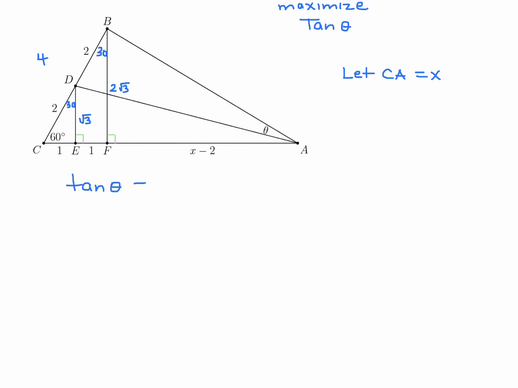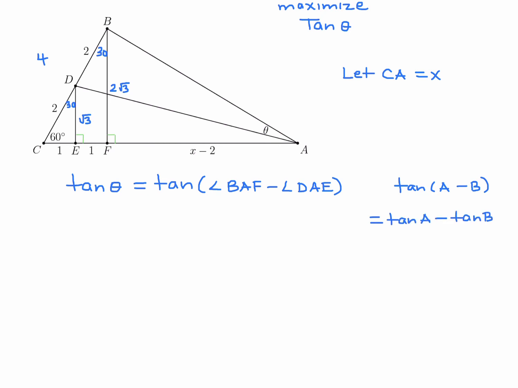We are interested in tan theta. Now tan theta, if you look at the diagram, is the division of a big angle, which is BAF, into two parts. The first part, of course, is this one, DAE, and the other part is the one we're interested in, which is BAD. So if you write it out, it's angle BAF minus angle DAE, like that. And if you recall, there is a tan rule. The tan rule states that the tan of A minus B is equal to the tan of A minus the tan of B, all divided by 1 plus the tan of A times the tan of B, like that.